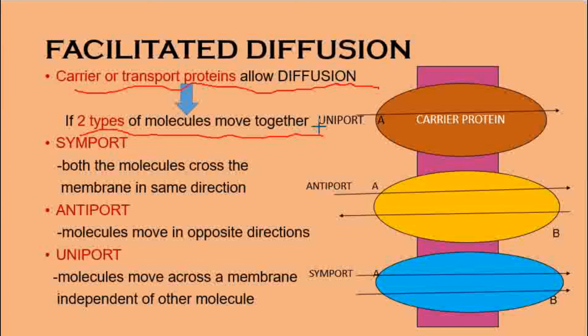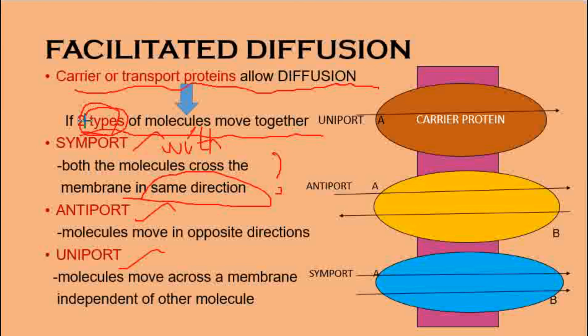Only in certain cases. What kind of cases? It is symport, antiport, uniport. What are these? Symport, sym means with or together, they go together. So all the molecules move along together. Both the molecules cross the membrane in the same direction. So that is what we call symport. So here, as I already said, in some cases those 2 molecules are involved. Depending on the direction in which those 2 molecules move, we call them by these names: symport, antiport, uniport.